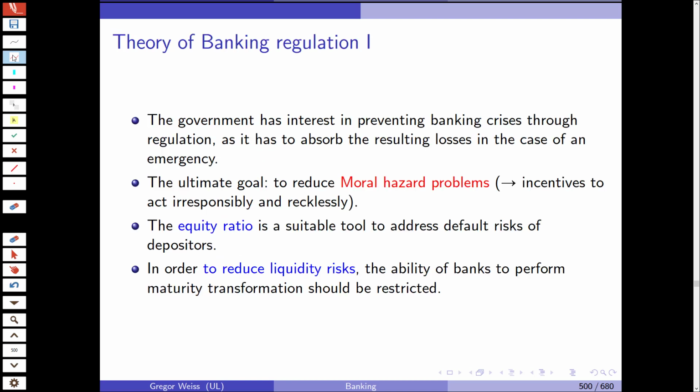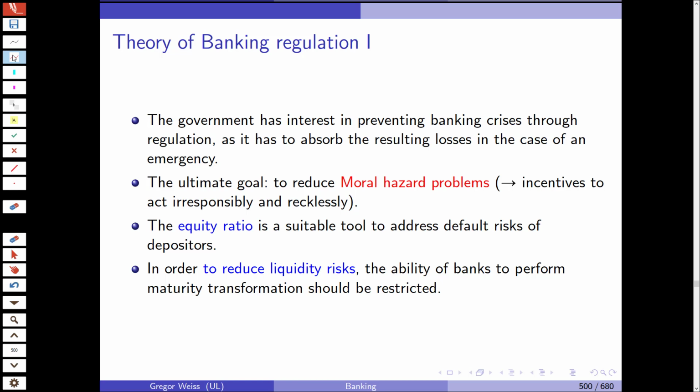So we'll start with the theory of banking regulation. The premise here is, why do we need to regulate banks in the first place? Now, we have a free market economy, and as it should be in any free market economy, why should you regulate this industry in the first place? Regulation is never good. Regulation limits free enterprise. And why should we as a government have any interest in regulating the financial sector?